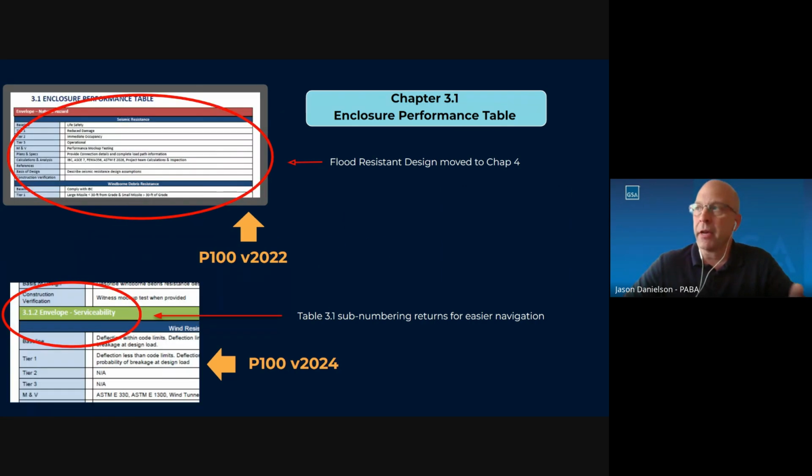Just a few things here, broadly. The flood resistance design got moved to chapter 4, and here's an example. This was P100 2022. And right below that, for the P100 2024, within table 3.1, the sub-numbering has returned, and it's just easier for referencing and for navigation.